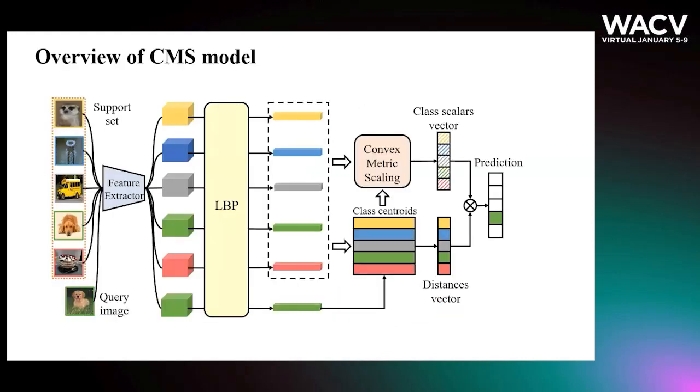Here is the overview of our CMS model. Based on the pre-trained feature extractor, the support image features are used for producing the optimal metric scalars. Finally, for a given query sample, the prediction is assigned by metric scaled distances.